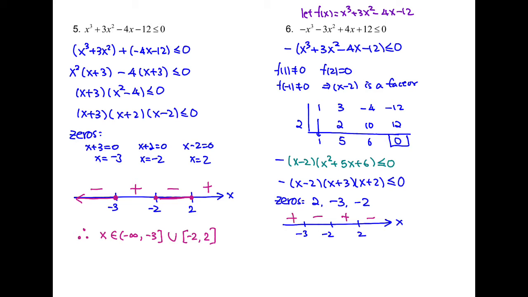Let's go back to see which interval will satisfy our inequality. So we know our function must be smaller or equal to 0. That means we are looking for a negative region, and we also want to include all the zeros. So first, we include all the zeros on the number line, and we want to highlight the regions that are negative. Therefore, our solution will be from negative 3 to negative 2, union from 2 to positive infinity, round bracket.